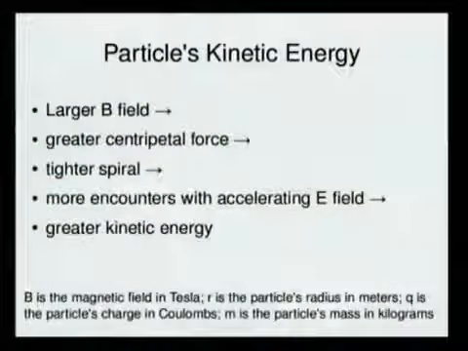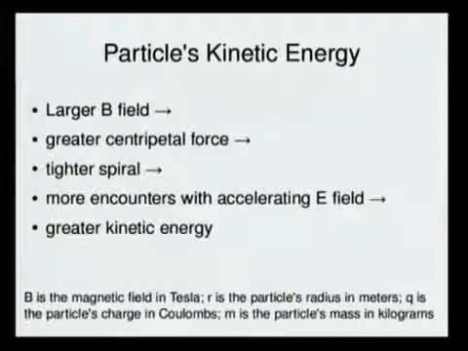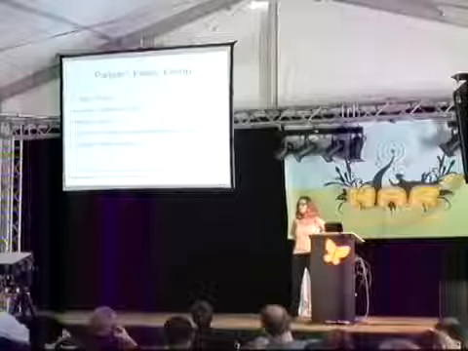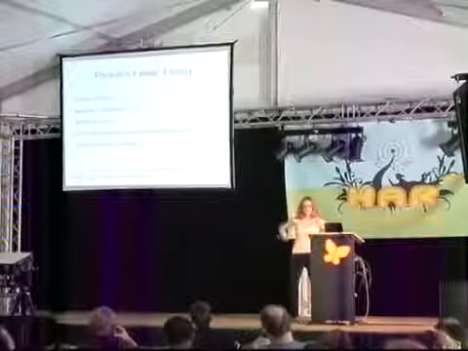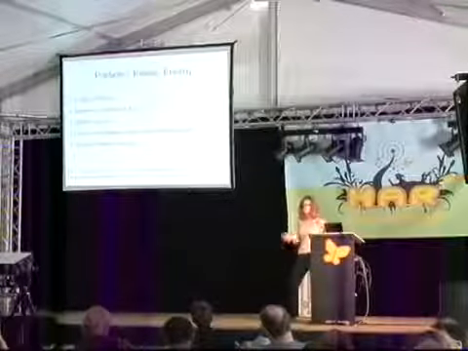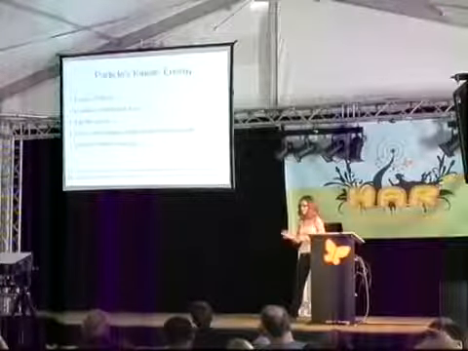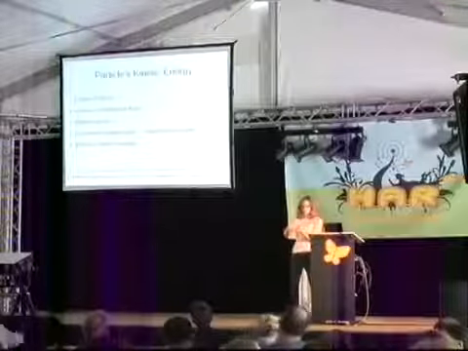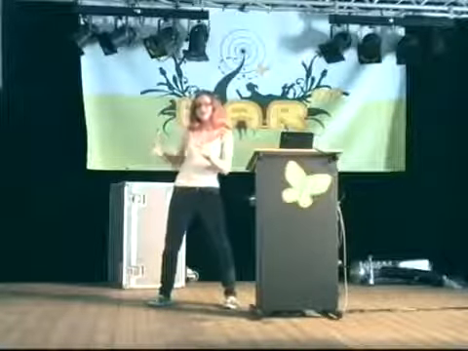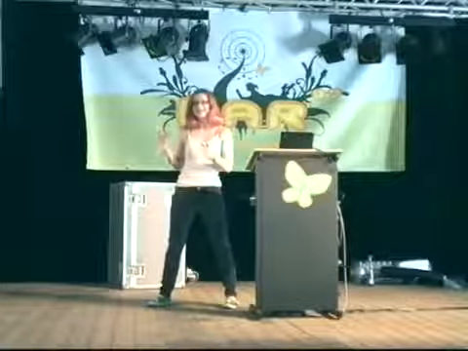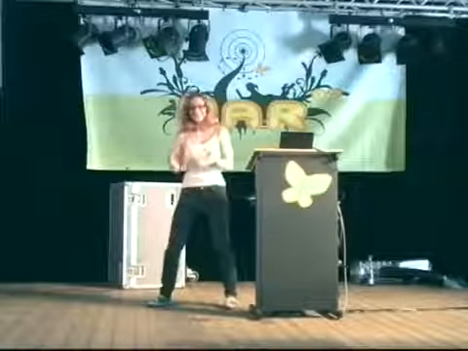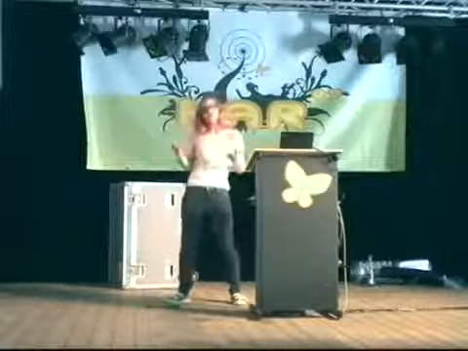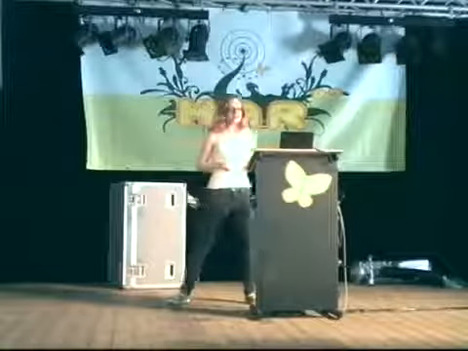Now, in general, the most important factor that affects the kinetic energy you'll be able to get out of the cyclotron is the strength of the magnetic field. If you have a larger magnetic field, there's a greater centripetal force pulling the particles around. That means you have a tighter spiral, so each particle encounters the accelerating electric field more often. So you end up getting particles with a greater kinetic energy.